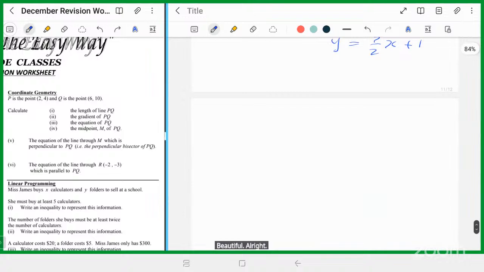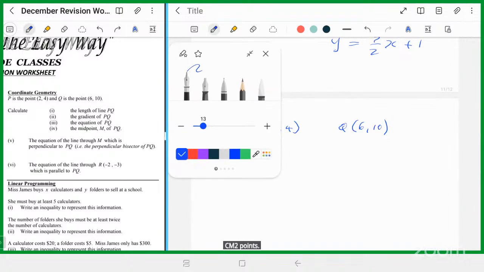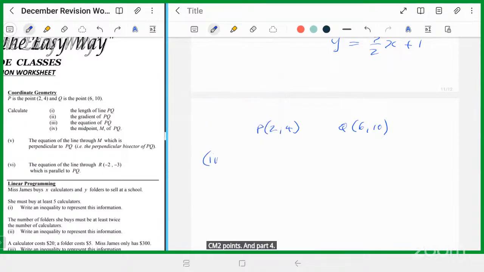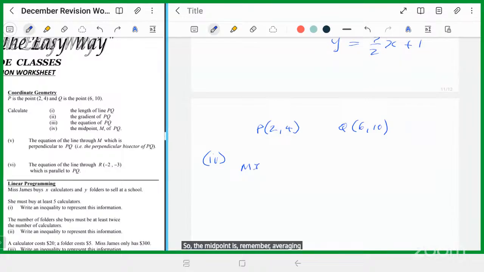Alright, let's paste this now. Paste the same 2 points. And part 4 is asking us now for the midpoint. But the midpoint is an average point. Treat it like an average point, right? So just remember average when you take care of a midpoint. So the midpoint is like an average point, they're calling it M. So it's the average of the x values and the average of the y values.